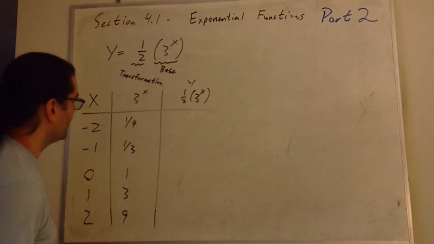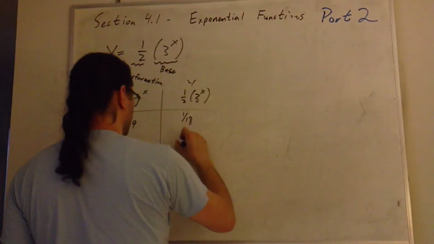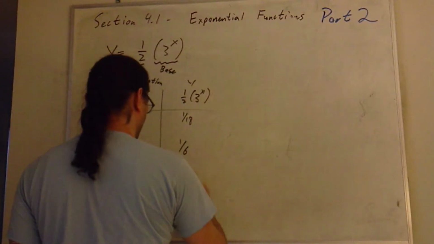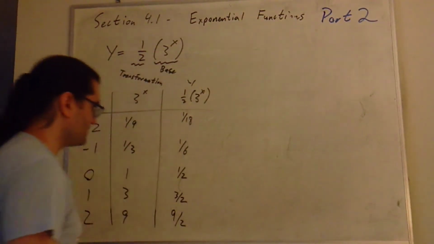Now I'm going to cut these in half. So this will be 1/18, this will be 1/6, this will be 1/2, this will be 3/2, and this will be 9/2.